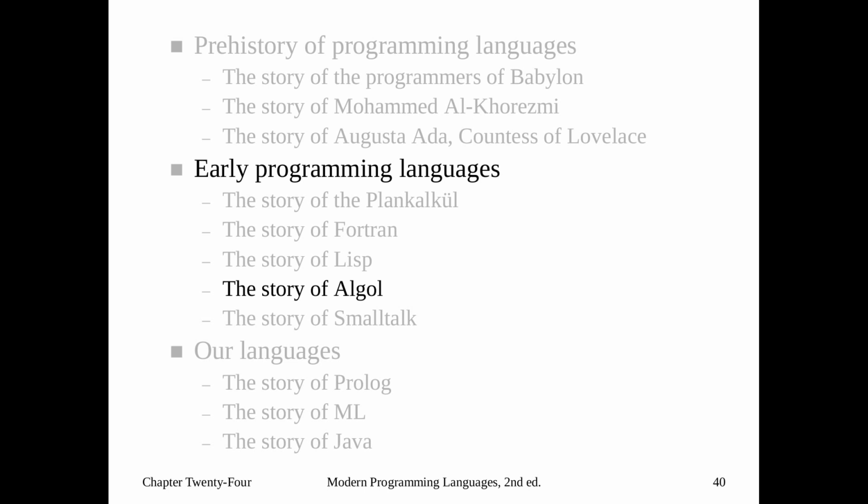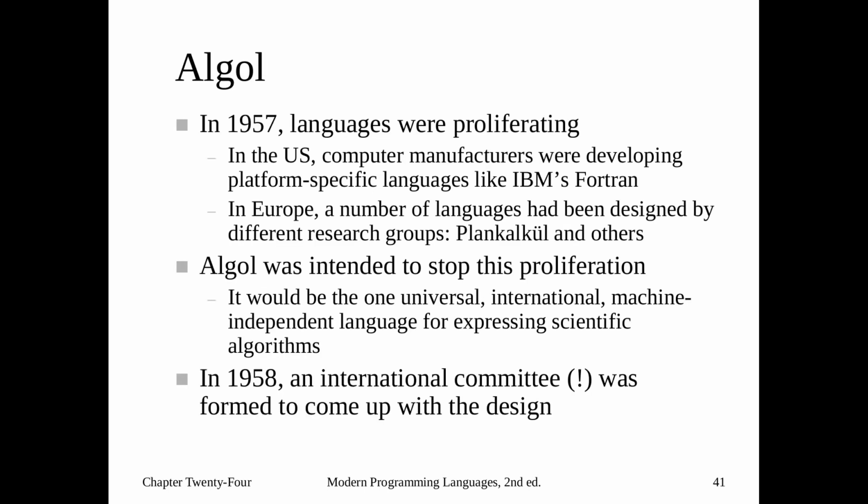So this takes us to the next step in the road, which is Algol. Back in '57, languages were proliferating, right? Every major computer manufacturer was developing their own platform-specific languages, like IBM's Fortran. There were a whole bunch of languages being designed by different research groups, and others. So these guys got together and they said, we need to stop this.